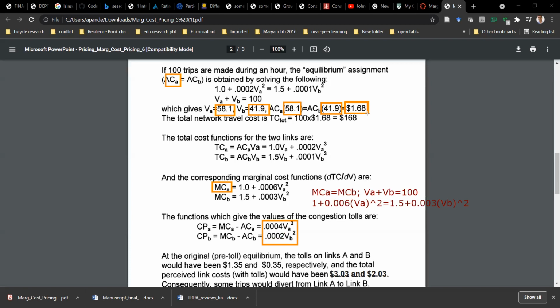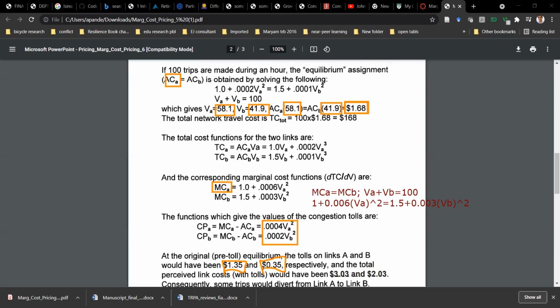So your write-up says the toll on link A and link B would be 1.35 and 0.35 respectively. What I want you to do is think about how these values are being derived. How do I know that that would be the initial toll that I should be charging?